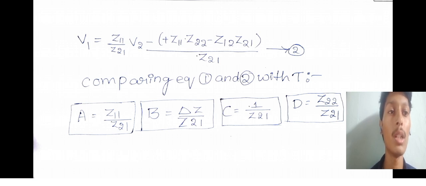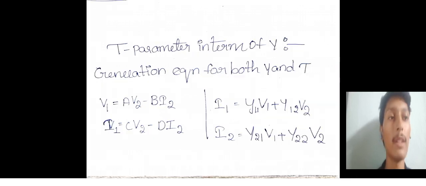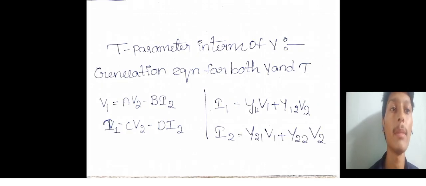This is equation 2. Now compare equation 1 and 2 with T parameters. We get A equals Z11 by Z21, and B equals delta Z by Z21, and C equals 1 by Z21, D equals Z22 by Z21.